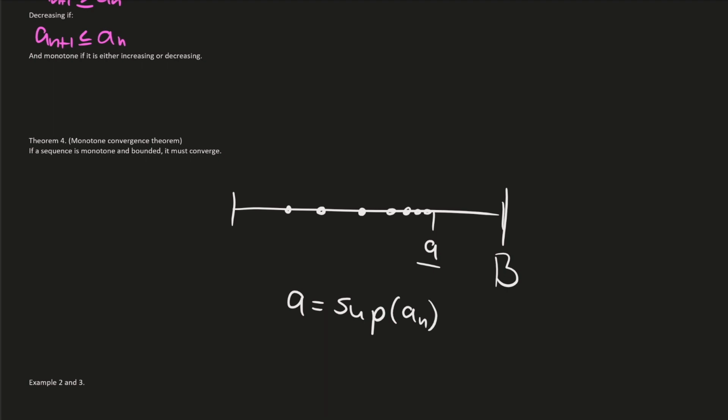I'm going to rewrite this as an S just because that's how I have it in my notes. And now we're going to prove it. So we're actually proving something a little bit stronger than the monotone convergence theorem. We're proving that if a sequence is monotone and bounded, it converges to the supremum of the sequence. So the proof is as follows.